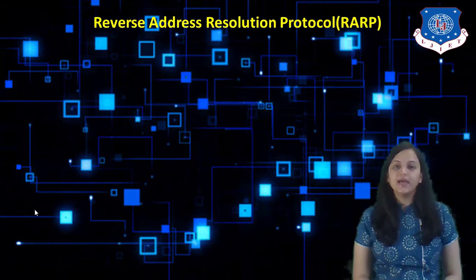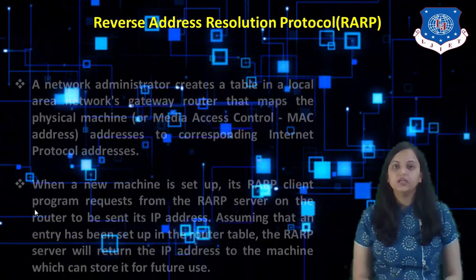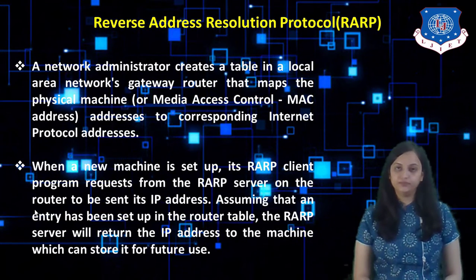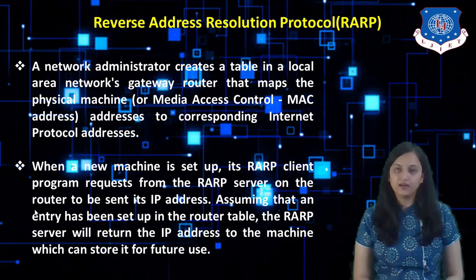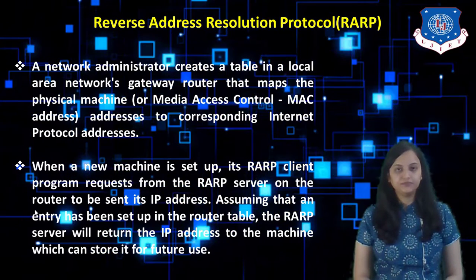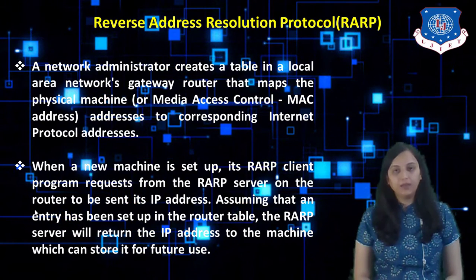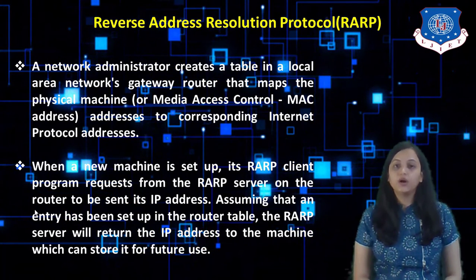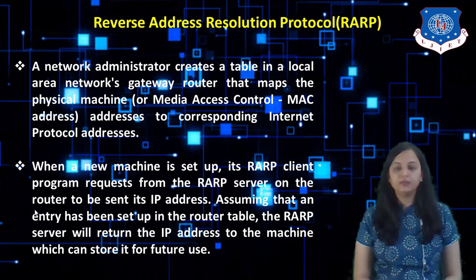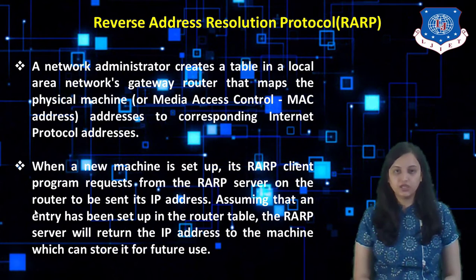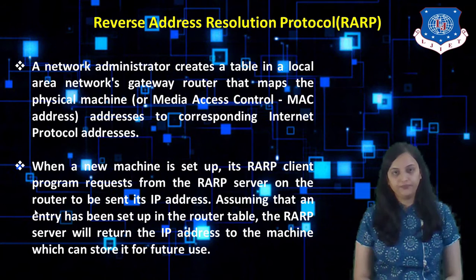Now, next is RARP, that means Reverse Address Resolution Protocol, which is opposite to that of ARP. That means whenever we want to know the IP address from the MAC address, we will use RARP. So here a network administrator creates a table in a local area network's gateway router that maps the physical machine, that means MAC, media access control addresses, to corresponding internet protocol addresses.